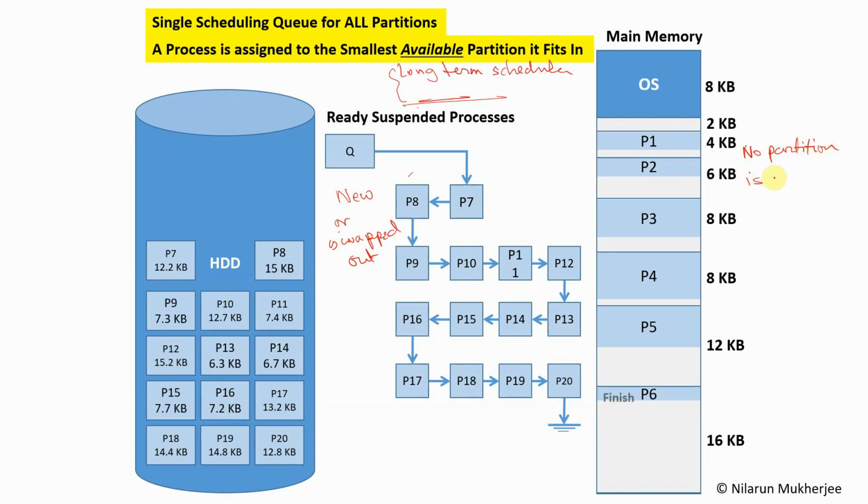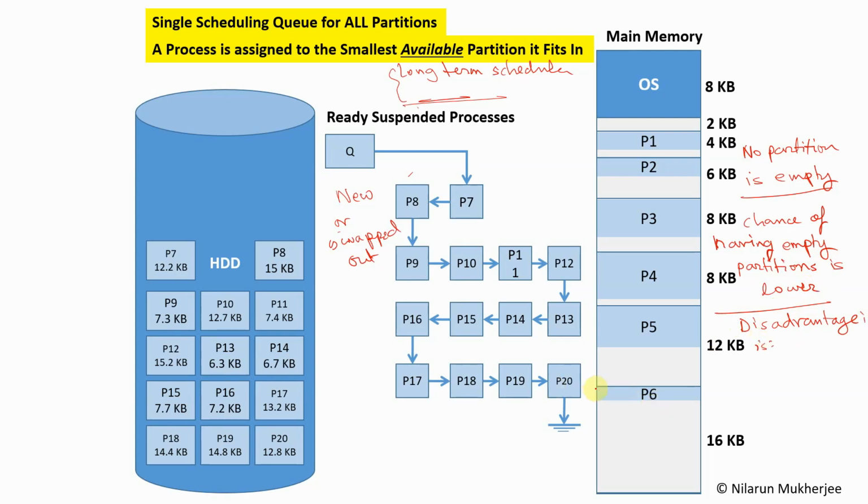Now what we see here, the obvious advantage is that the chance of having an empty partition is lower. But on the flip side, the disadvantage is that we will blindly fit a very small process into a very large partition, as you can observe here, and that will lead to huge internal fragmentation.